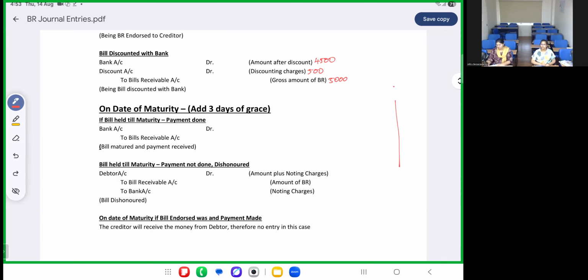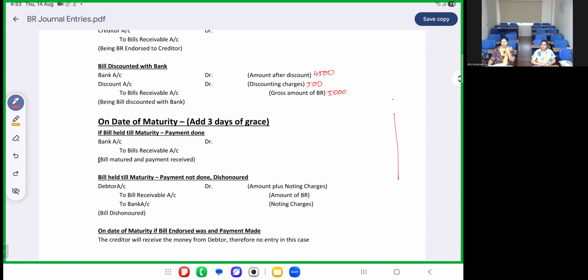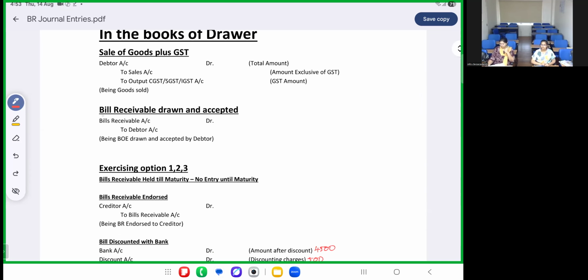Dishonor entry should be passed. Now, what is the dishonor entry? Our debtor will again become our debtor, and bills receivable will get closed. See, what happens is, when we drew the bill, bills receivable was opened and debtor was closed.